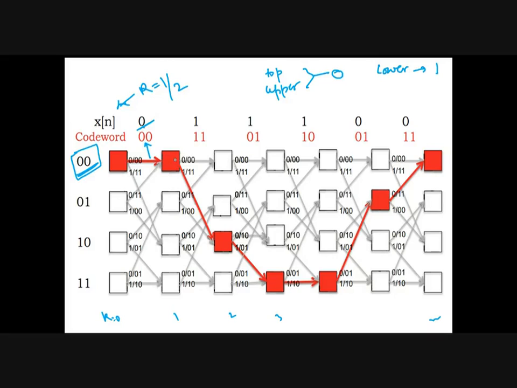This was the second stage. From the second state, the input was 1. From these two paths, we have chosen the lower path because 1 means lower, and it was giving us an output of 1 1.